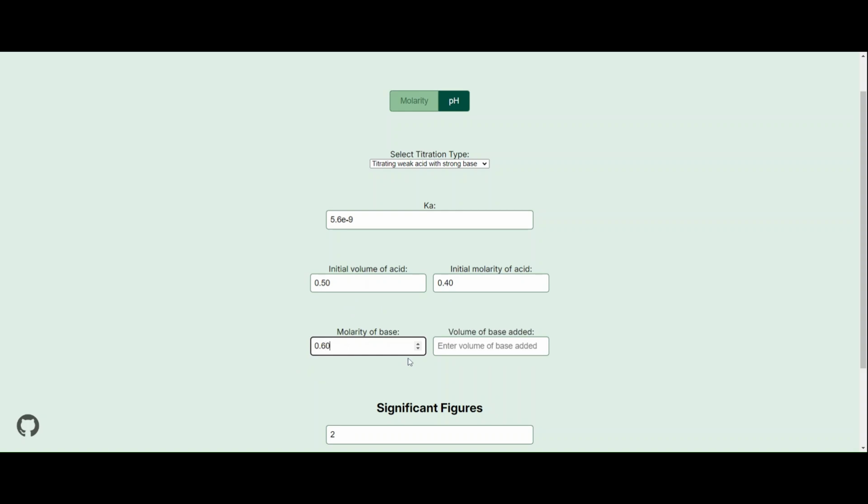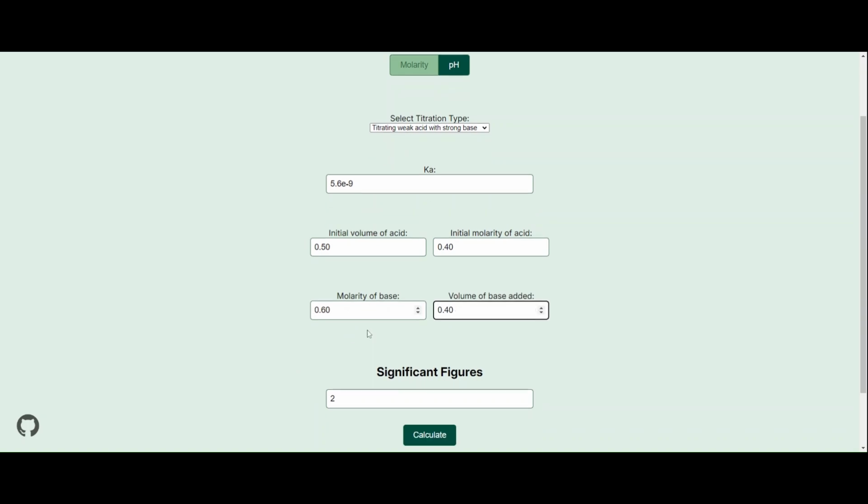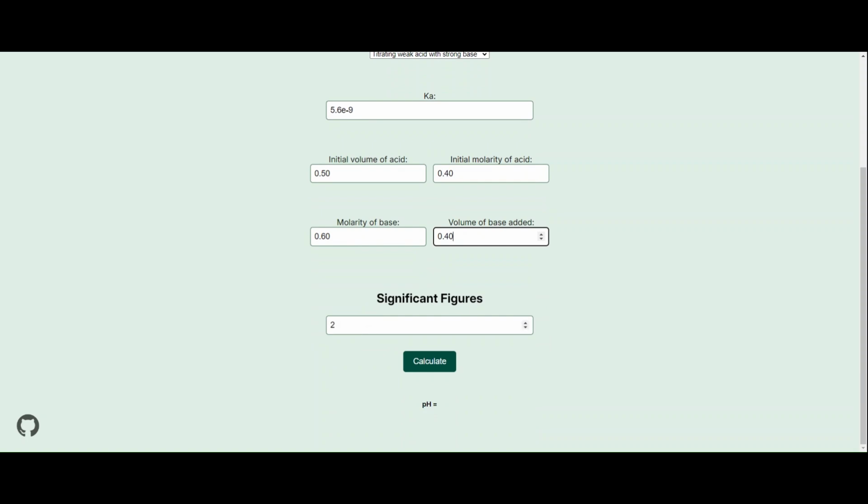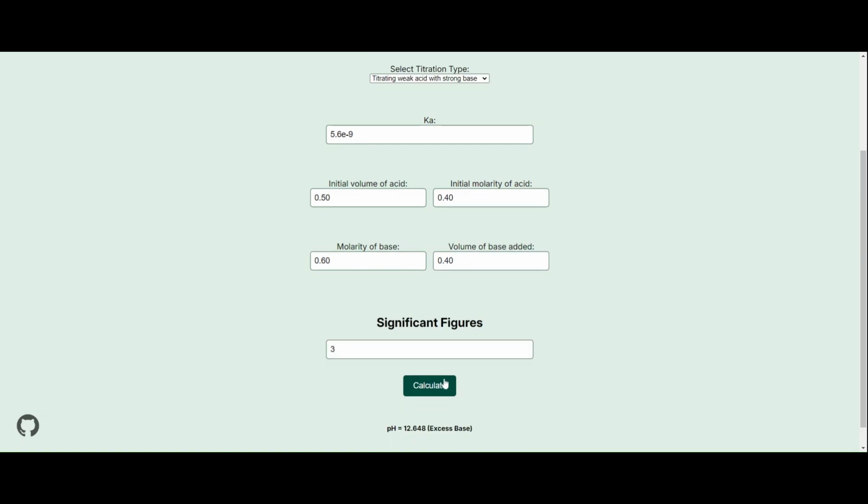Next, we do the same for our base. And again, we can also choose how many sig figs we want for our answer. So let's do 3. As you can see, we get the correct value that we wanted, 12.64. Note that this might look like we have 5 sig figs, but there's only 3 because remember, for pH, we count the sig figs after the decimal point. So right here. We also get a little bit of a caption here saying that there is excess base. So it allows us to know which region of the titration we're at.